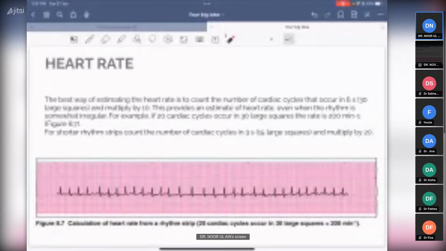So somebody in the comment box wrote that 300 divided by boxes between 2 R waves. Yes, that is also another method of doing it, if your heart rate is regular. If your heart rate is irregular, of course the number of boxes between the RR waves would be different. So you're not doing the right calculation, which is why you need to count the cardiac cycles. Easier and quicker, trust me. In the exam, you don't have enough time. Okay?